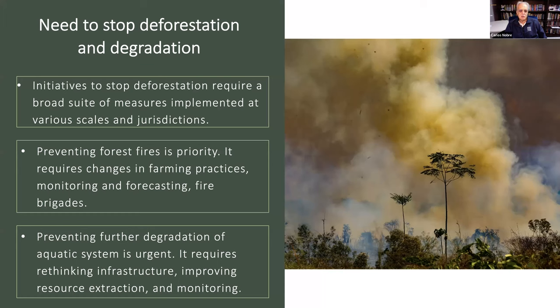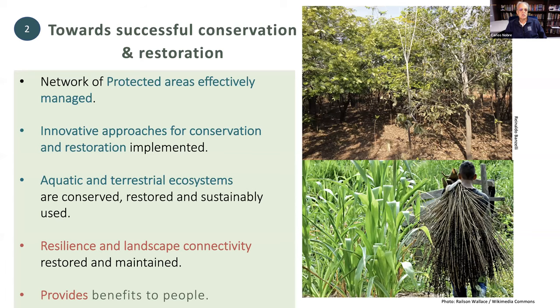As I said, we are insisting this is very important. We have to stop deforestation, degradation, wildfires, also preventing degradation of aquatic systems. Andrea and Encalada will cover this in more detail in a few minutes. So one of the things is, of course, successful conservation and restoration, really to develop agroecological systems to restore many areas. And I will talk a little bit more about the economic potential of these agroecological systems. So this is a big challenge.